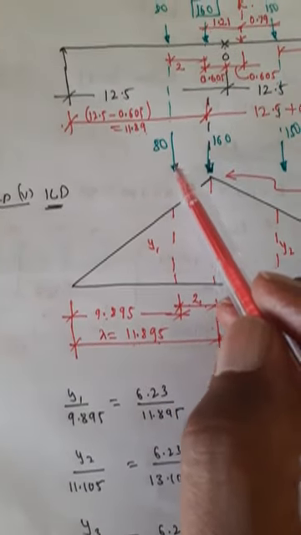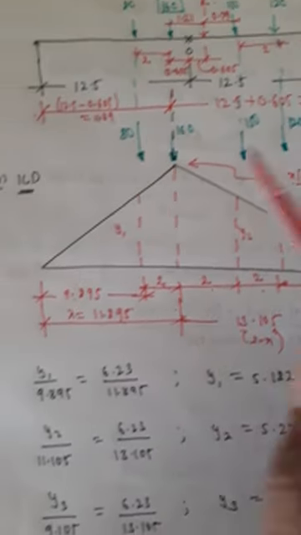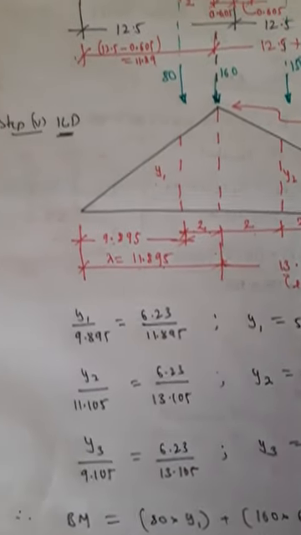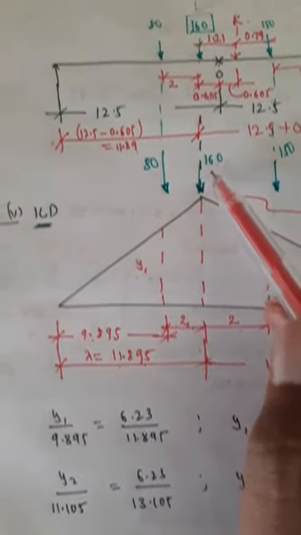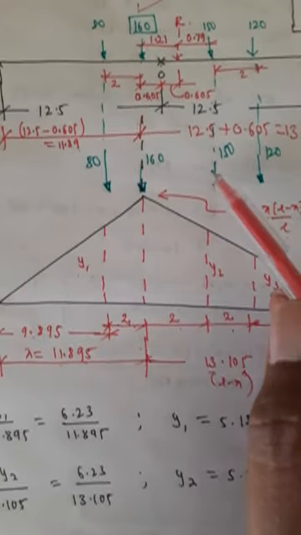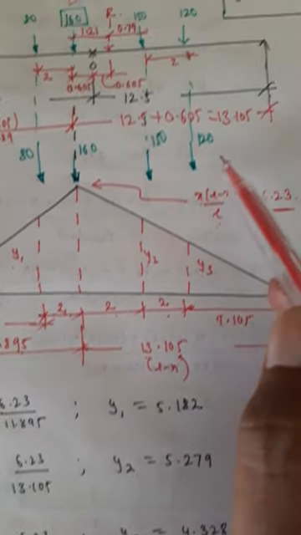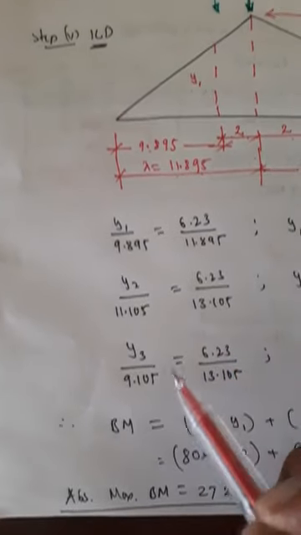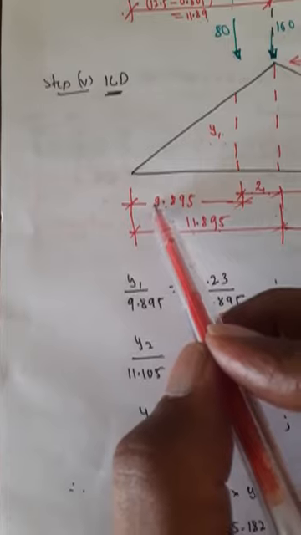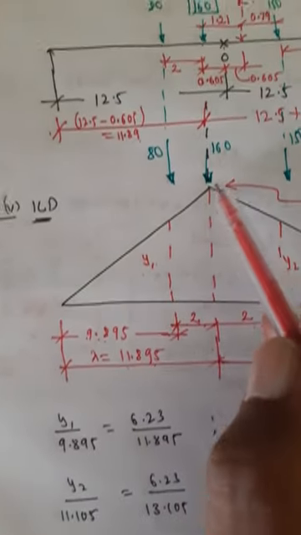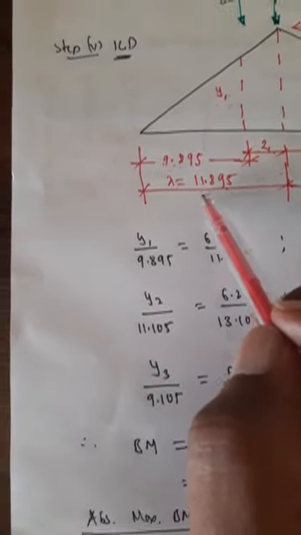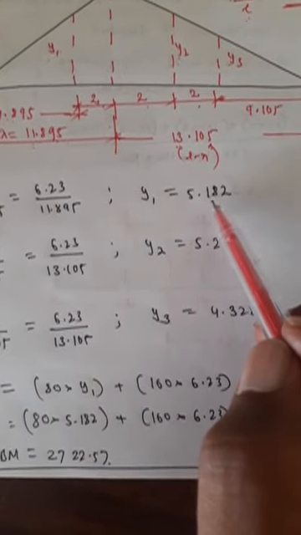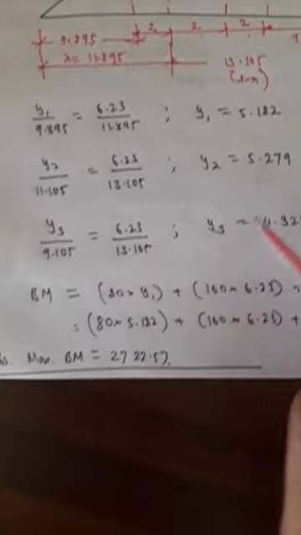Now mark the ordinates for 80 kilonewtons, 150 and 120. Let these ordinates be y1, y2 and y3. So absolute maximum bending moment is given by 80 into y1, 160 into 6.23, 150 into y2, 120 into y3. Now based on similar triangles, calculate y1, y2, y3. So y1 divided by 9.895 is equal to 6.23 divided by 11.895. So I have these equations. Y1 is 5.182. So similarly y2 and y3.